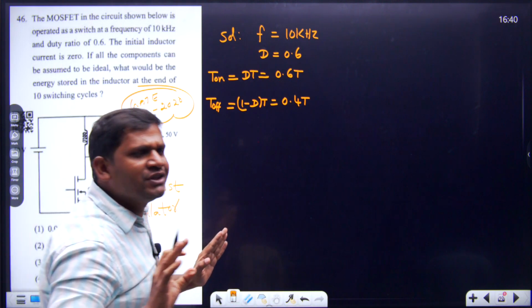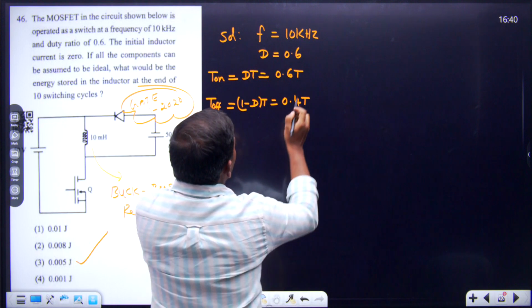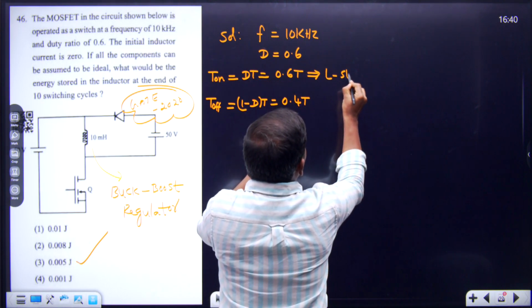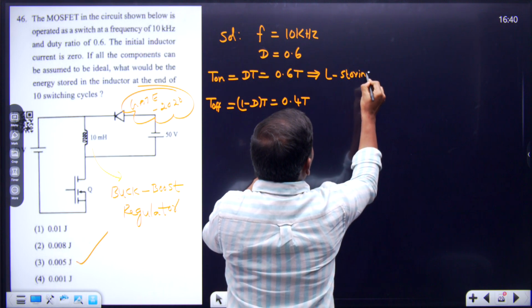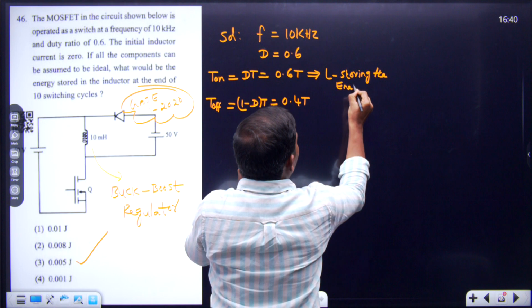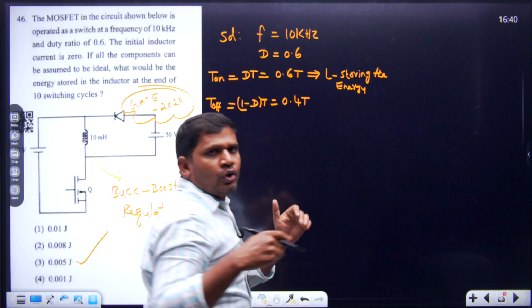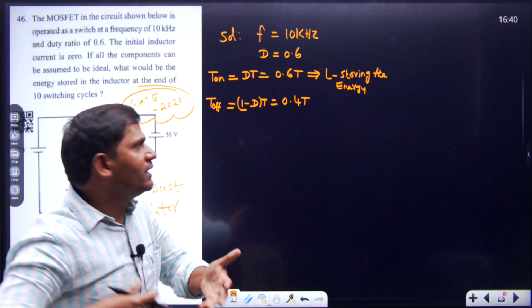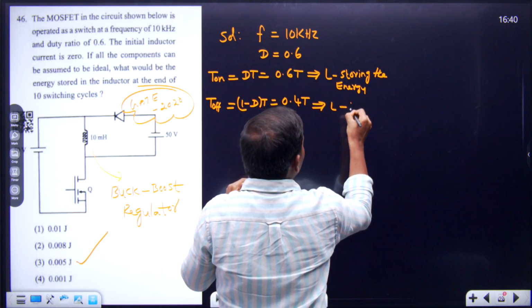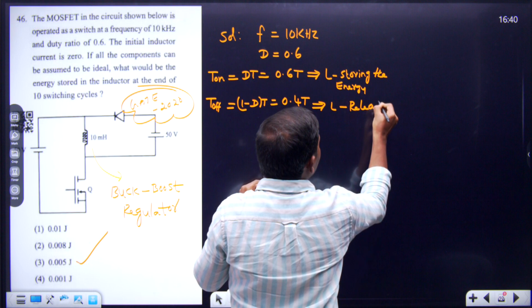A very simple observation here, you have to concentrate. During switch on time, L is storing the energy. Concentrate, students, L is storing the energy. Yes or no? During the switch on state, it is storing the energy. During the switch off state, L is releasing the energy.